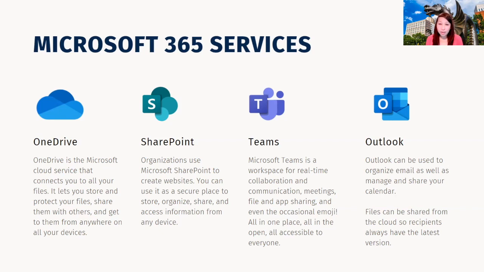We'll talk about Teams, and that includes Teams channels and Teams chat. They do actually function differently, even though it feels very similar. Microsoft Teams is a workspace for real-time collaboration and communication, meetings, file app sharing, and of course it has emojis and GIFs. And it's all in one place and also accessible on multiple devices. And we'll also see how these apps and services tie and work with Outlook. As many of you know, Outlook can be used to organize email as well as manage your calendar. And files can be shared either by attaching them or sharing them in the cloud.